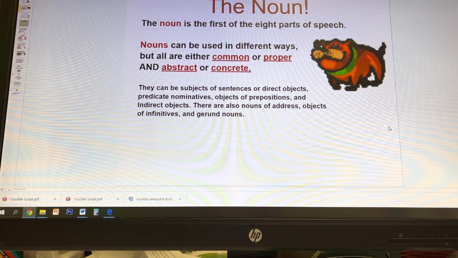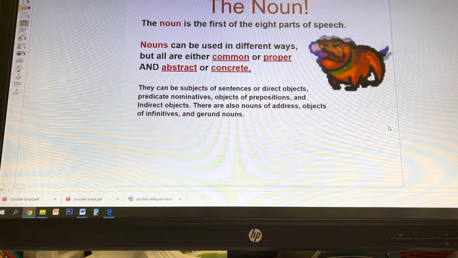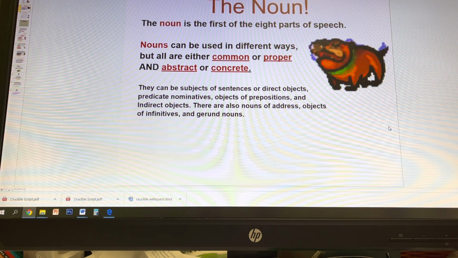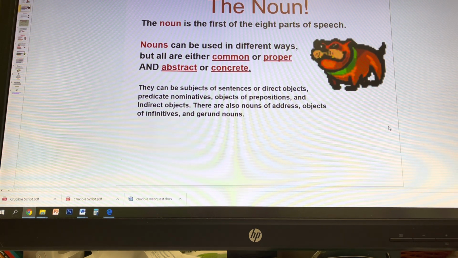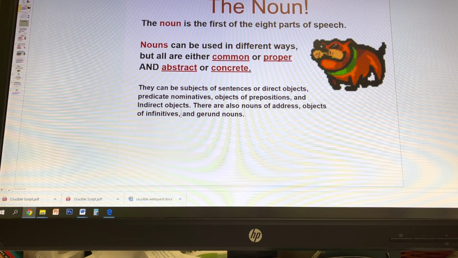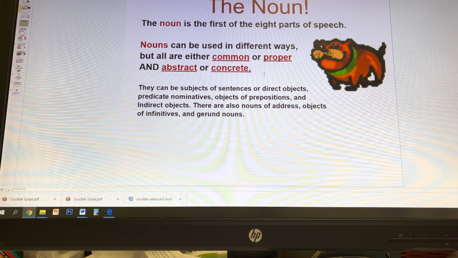There are nouns of address, so you would be addressing someone. Objects of infinitives. Don't worry about infinitive, but notice that it does say object. And gerund nouns. You won't have to know what that means. The main thing is know that they can be used in all different kinds of ways. But we are going to concentrate on common or proper, abstract or concrete.